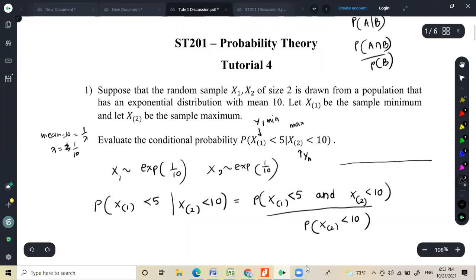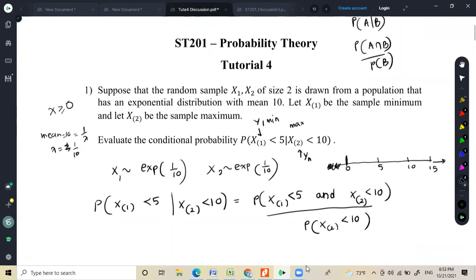Okay, let's draw the number line. We don't know where it starts, and it goes to the left and to the right. So you have 0 somewhere, just some numbers. Now what do you know? X1 less than 5. So where's the less than 5 area? Since this is exponential, the lower bound is 0. Exponential density, x is greater than or equal to 0, can go up to infinity, but the lower bound is 0. So when you say x less than 5, here's the area.